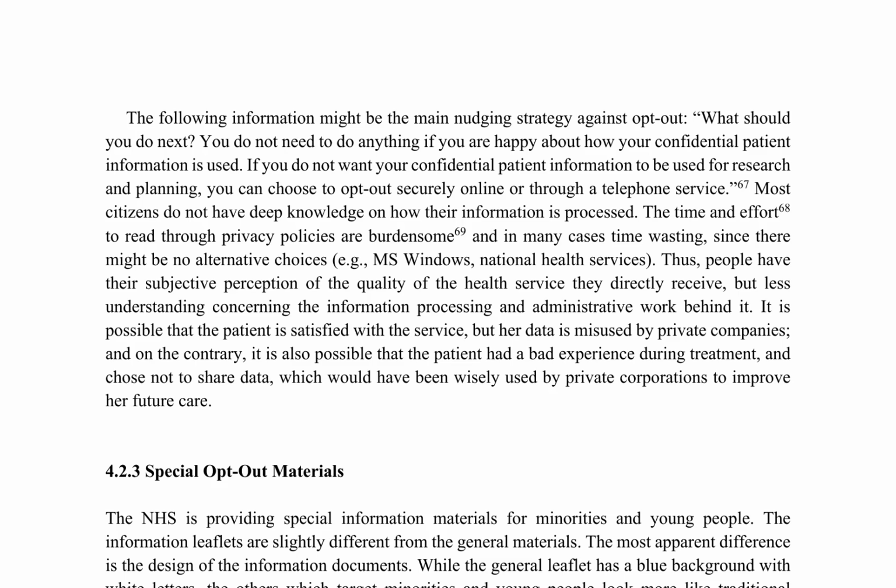The National Health Service (NHS) employs various strategies to inform citizens about the National Data Opt-out (ND opt-out) system, which allows individuals to opt out of sharing their confidential patient information for research and planning purposes. The provision of information materials, including leaflets and online resources, aims to educate citizens about the opt-out system and the implications of their choices. However, research suggests that citizens often lack deep knowledge about how their information is processed, and reading through privacy policies can be burdensome.